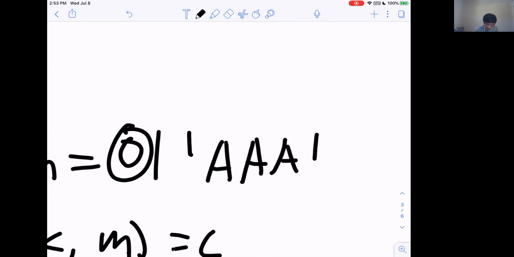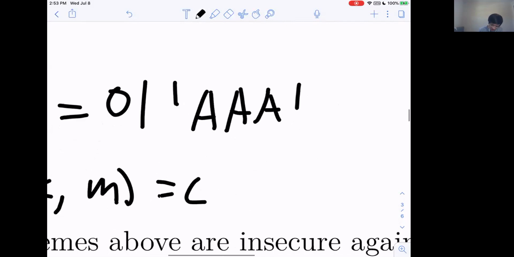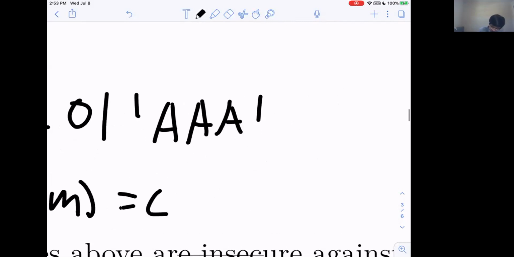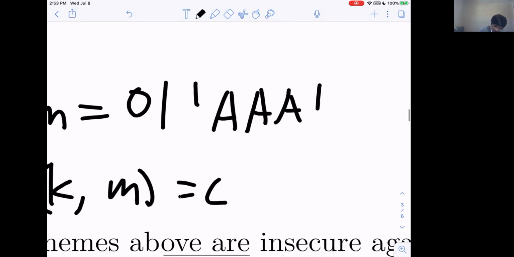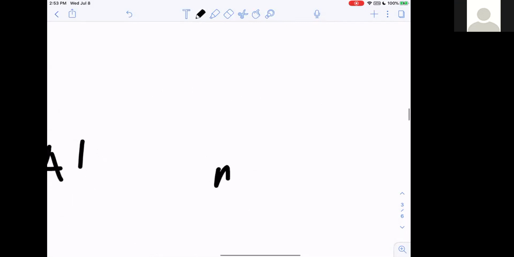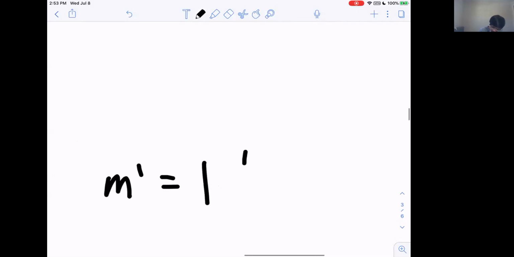So now if Eve tries to replay that message to Bob, then he'll decrypt this and see that this is 0 again. So he knows that, oh, I've already received this message. Someone must have tried to do a replay attack. And can you see what Alice would do if she wanted to actually send this message again? Just increment the ID. Yeah.